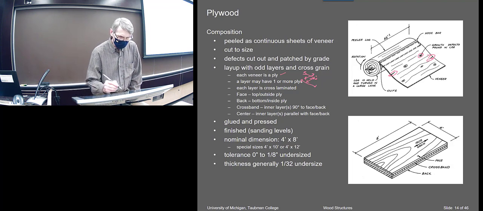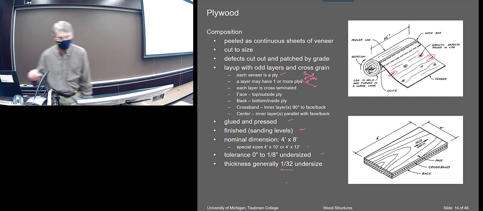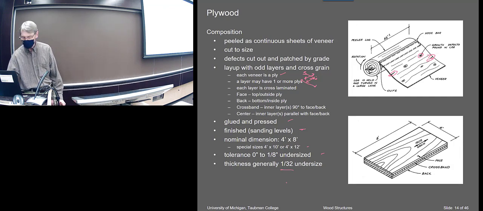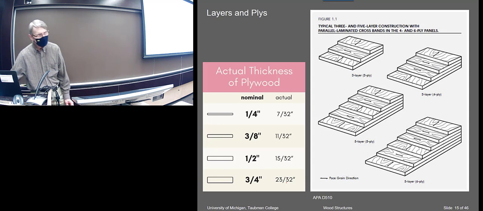Okay, we saw the video where it gets glued and pressed. Sometimes it's finish sanded, not all of it, but sometimes, depending how it's going to be used. Usually 4x8, but you can get it in other sizes. It's a little bit undersized, 1/8 inch undersized. And thickness you'll see from the tables, there's a 32nd of an inch.